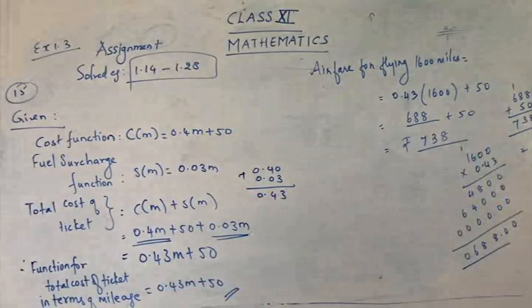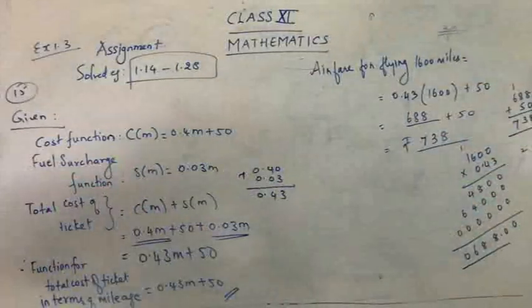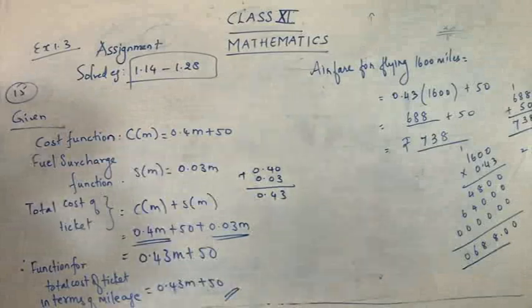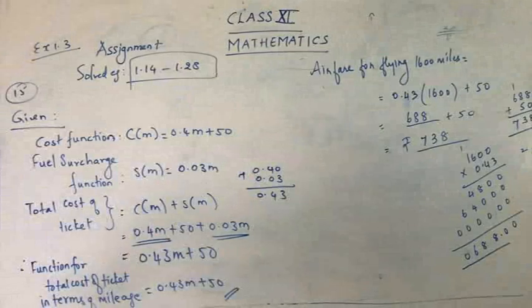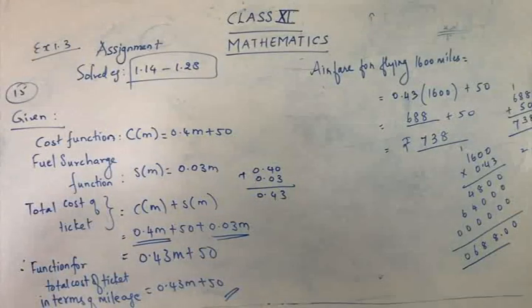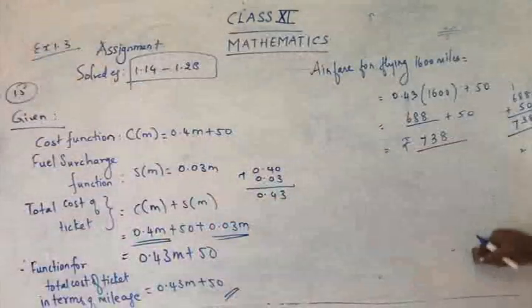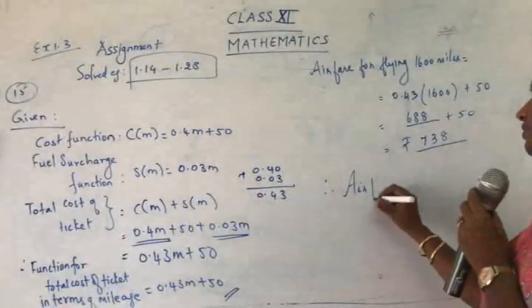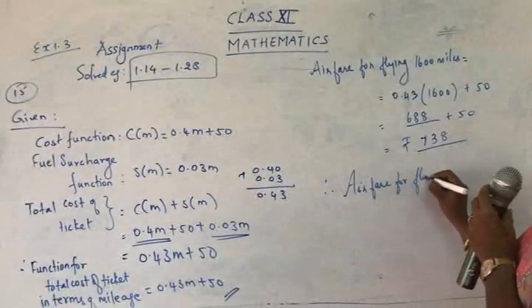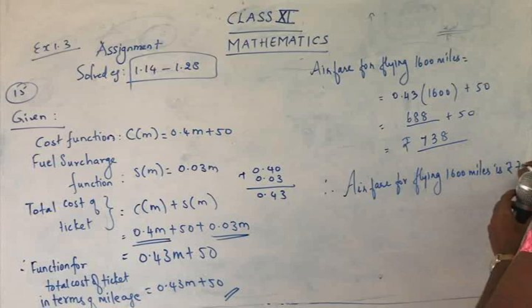The airfare will be in terms of rupees. So you have got the answer for airfare. So what is the fare? Oh, it's very less, yes children? 1600 miles only, rupees 738. So let's complete our final statement. Shall I rub this working? You would have checked, yes, you would have got the answer. So, airfare for flying 1600 miles is rupees 738.